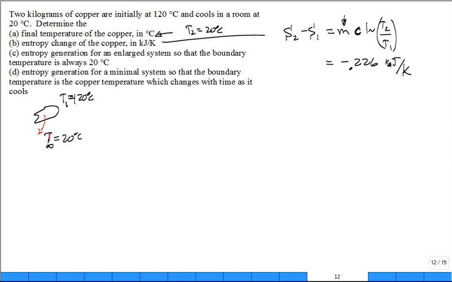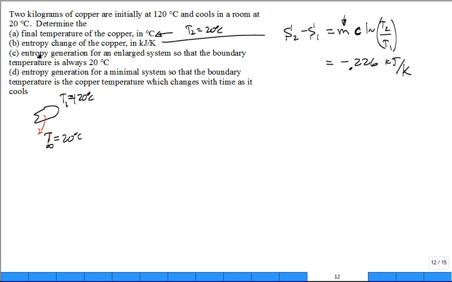Why is it negative? Because it's a decrease. It's going to a lower temperature. The property is lower. Entropy is higher for vapors, lower for liquids, lower for solids, and so it's a cooler solid, right?